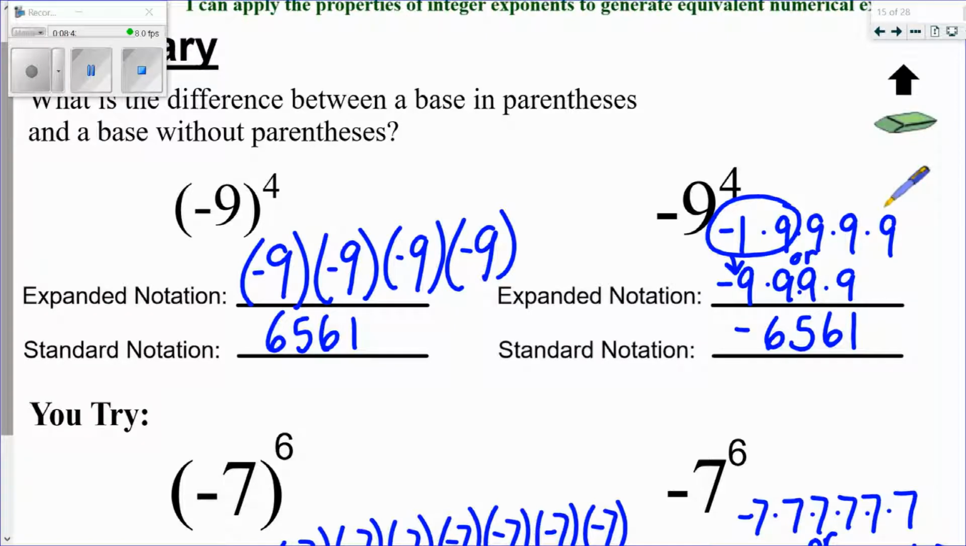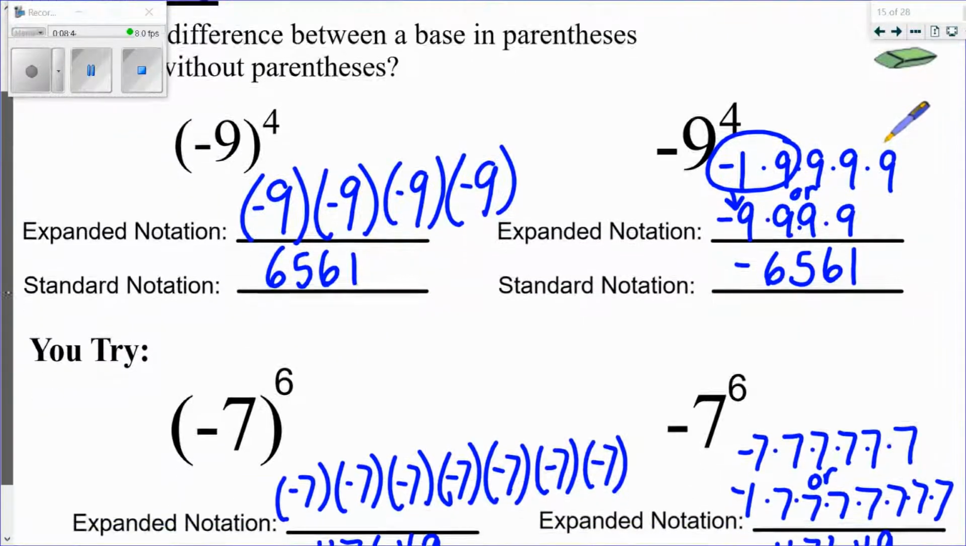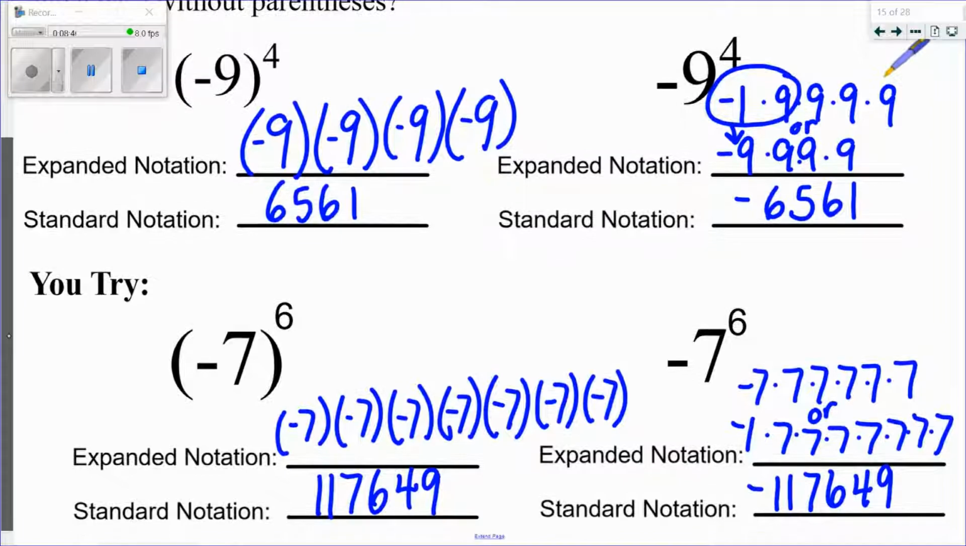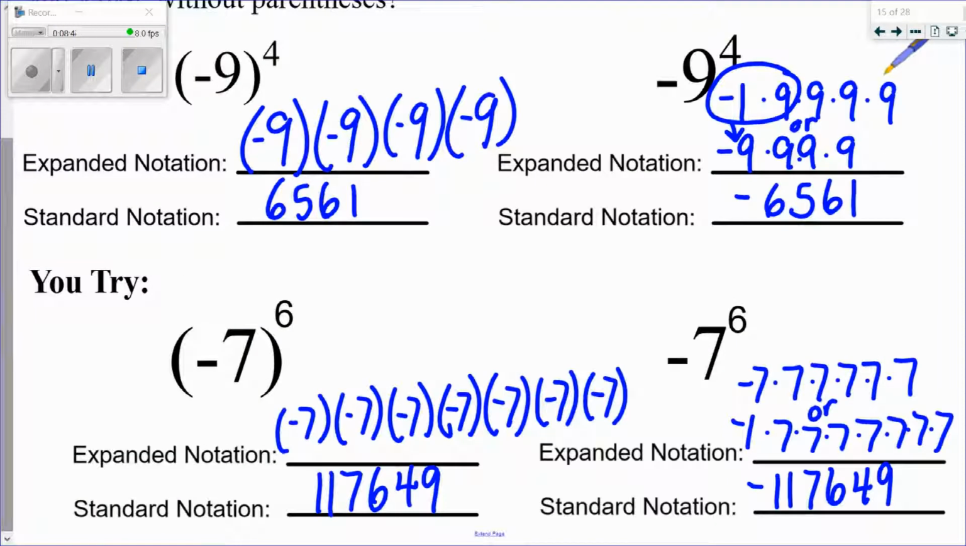And then the next one holds the same rule. I have a negative base and an even exponent, and you should get a positive 117,649. And this is the one where there's the invisible 1. The first one is negative 7 times 7 times 7 times 7 times 7 times 7. Or negative 1 times 7 times 7 times 7 times 7 times 7 times 7 times 7. And you get a negative 117,649.